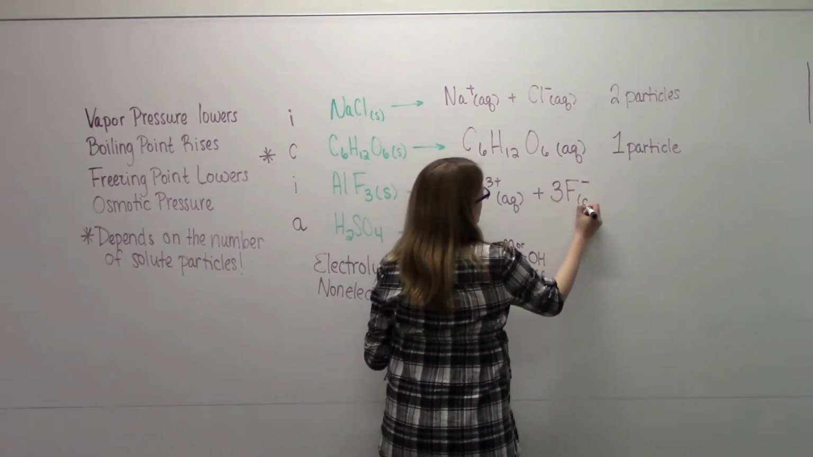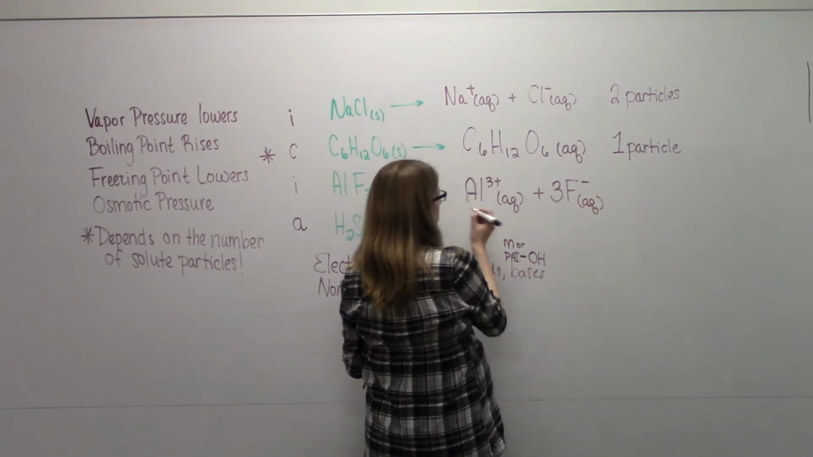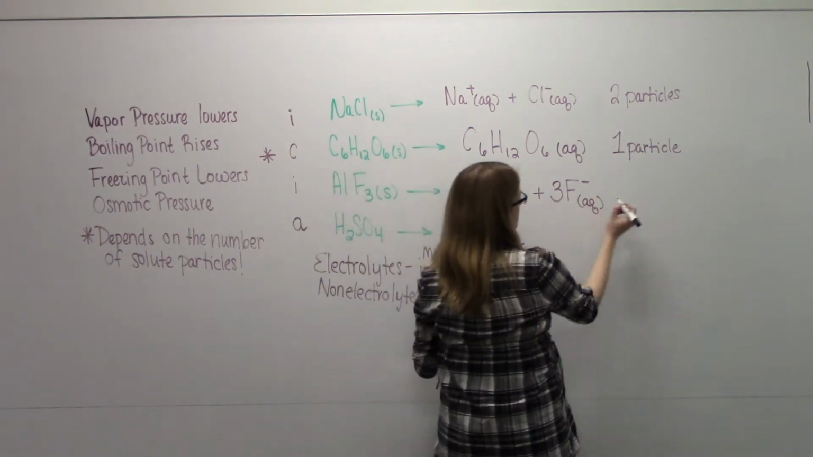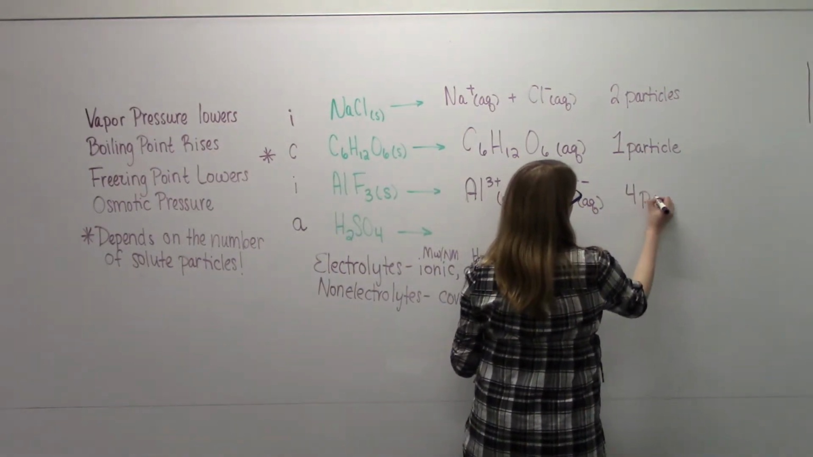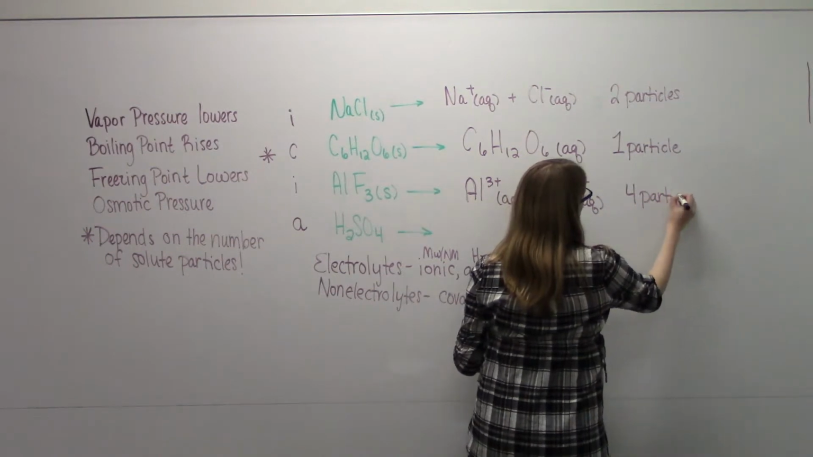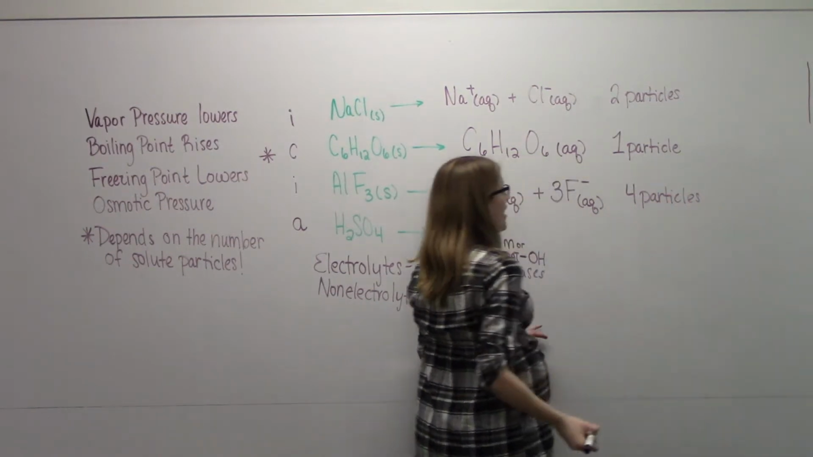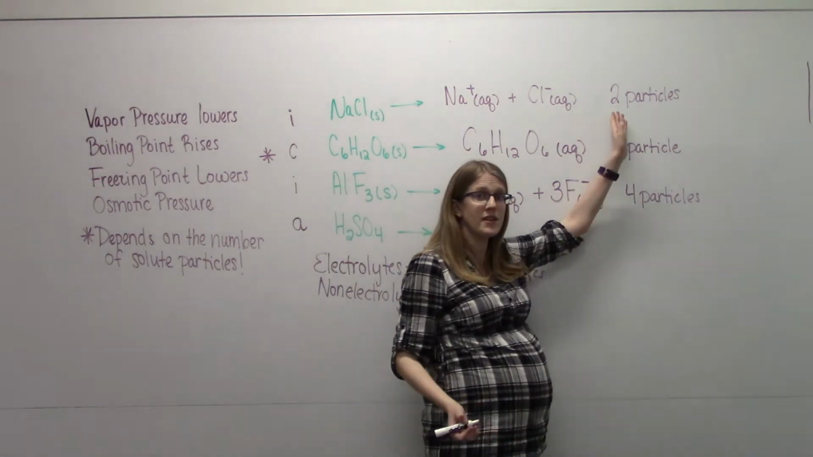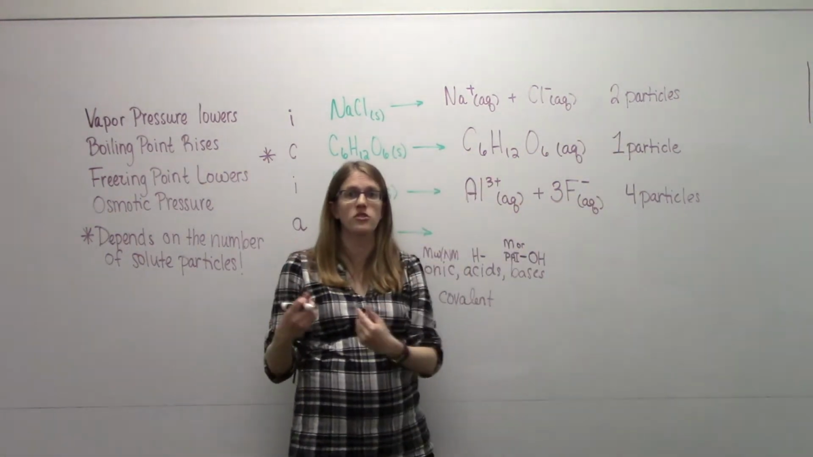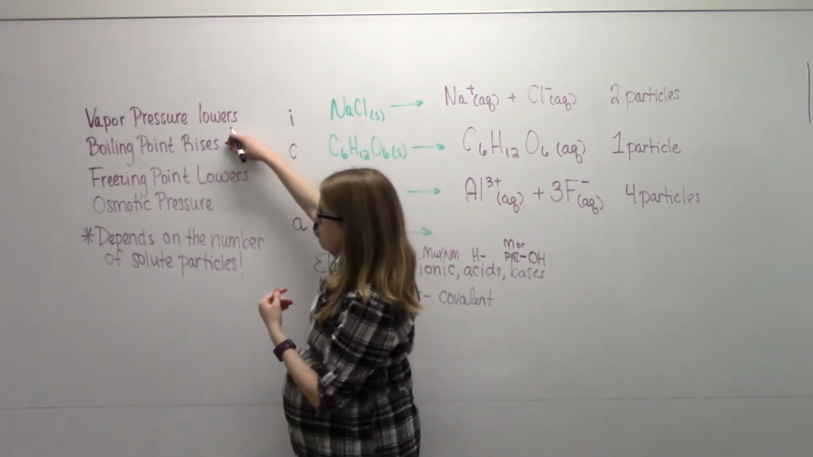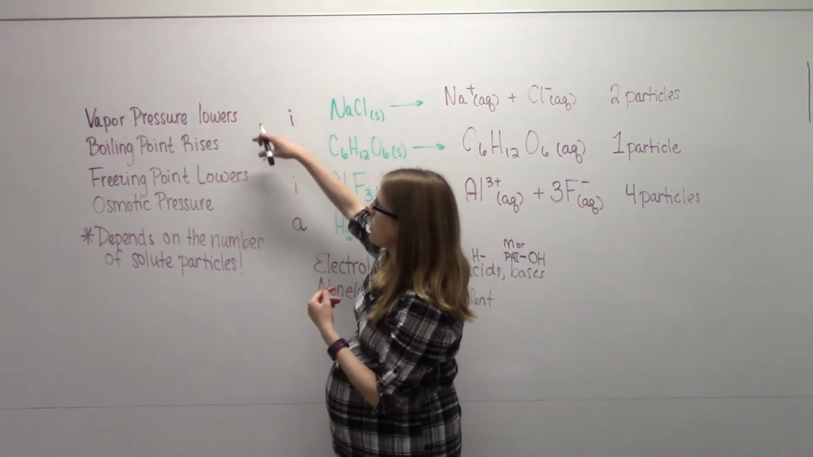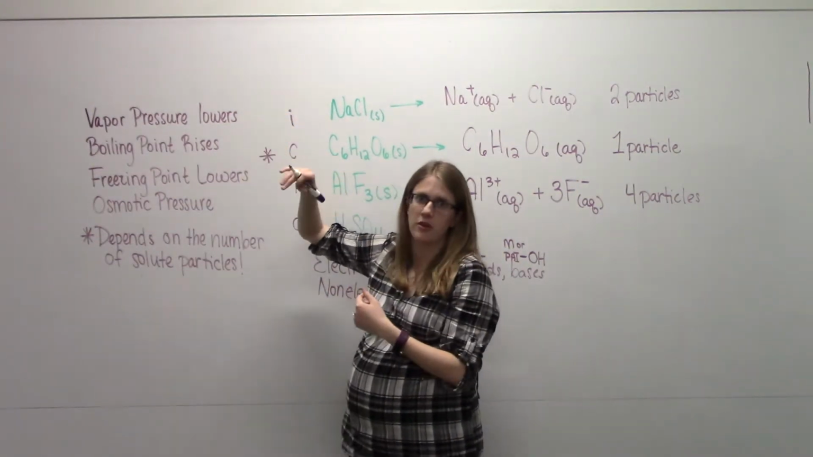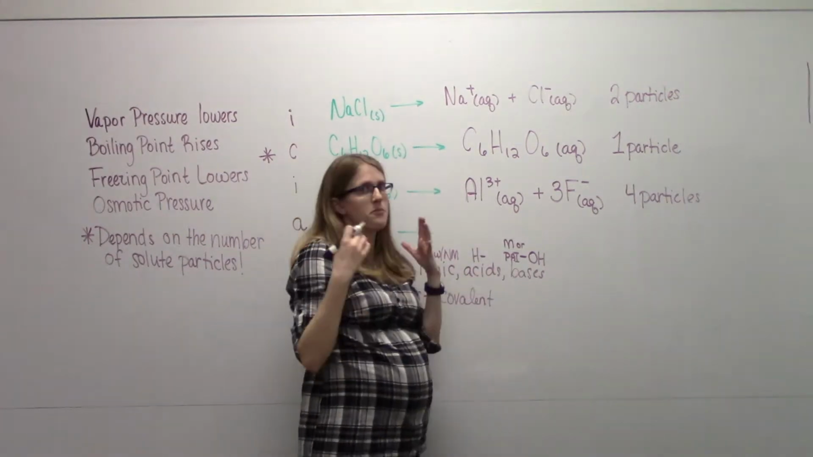3F minus aqueous. So if you look, that's 1, 2, 3, 4. This is 4 particles. Oh, even more. So AlF3 is going to have even a larger effect than NaCl. The more particles, the bigger the boiling point, the lower the freezing point, the lower the vapor pressure. So the more particles, the bigger effect.